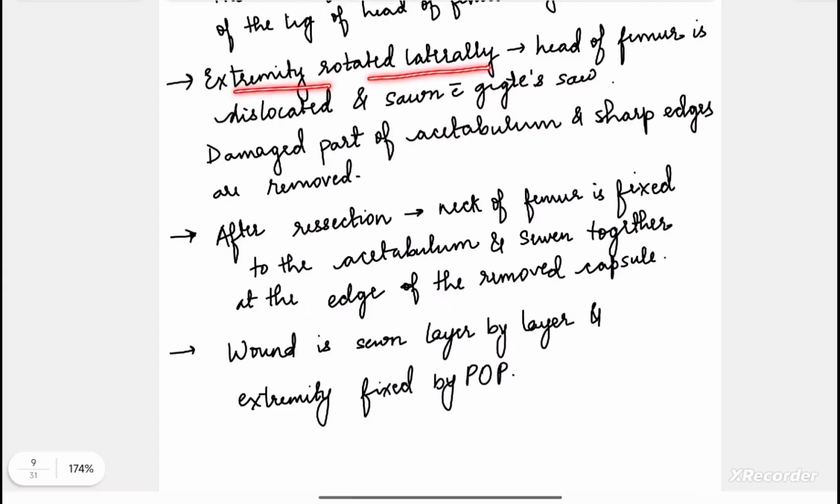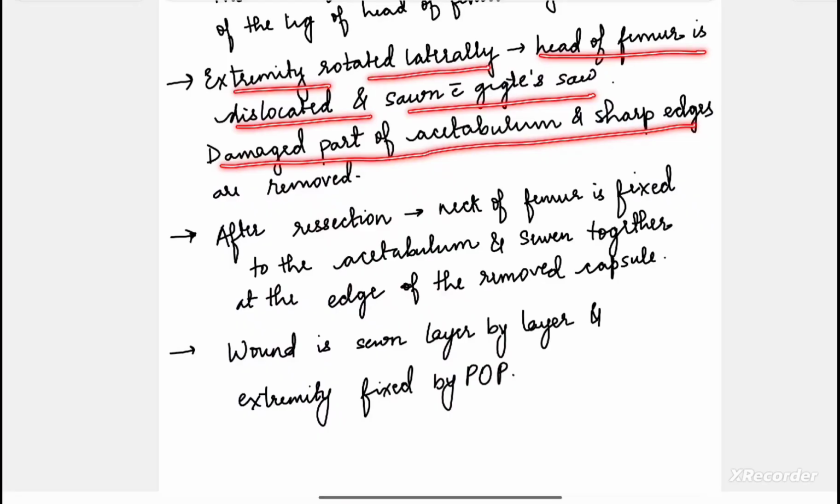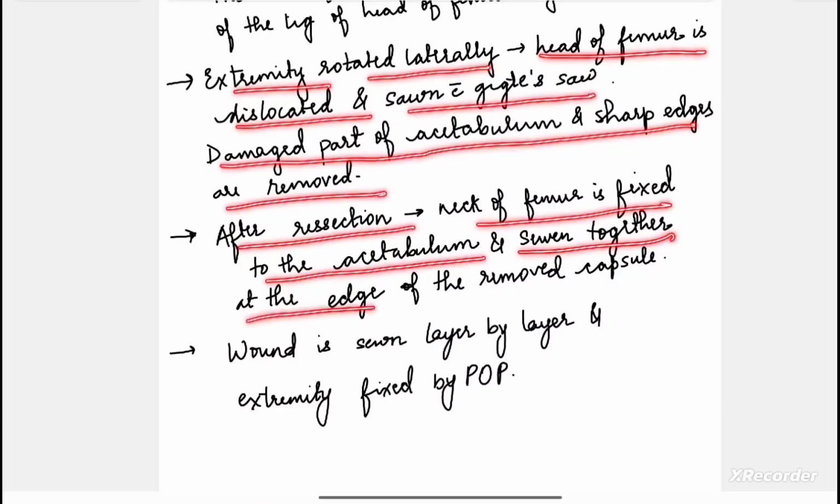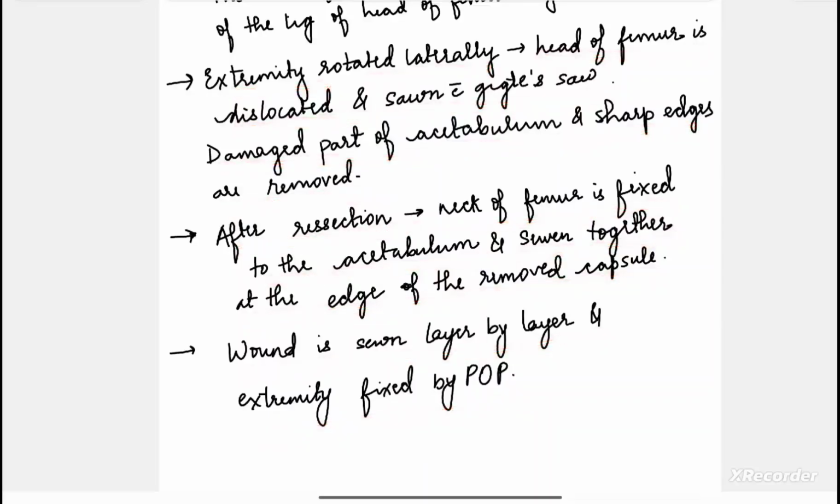Extremity is rotated laterally. Head of the femur is dislocated and sawn with Gigli saw. Damaged part of acetabulum and sharp edge are removed. After resection, neck of the femur is fixed to the acetabulum and sewn together at the edge of the removed capsule. Wound is sewn layer by layer and extremity is fixed by plaster of Paris.